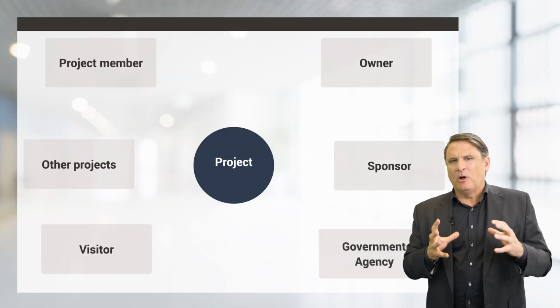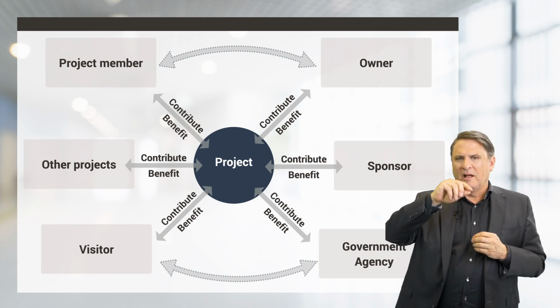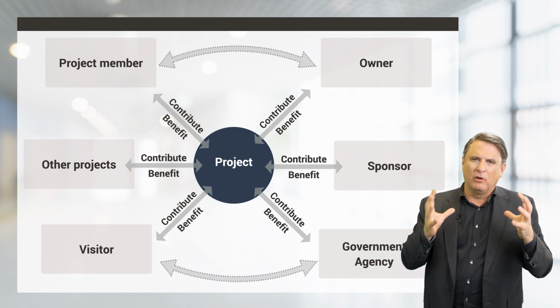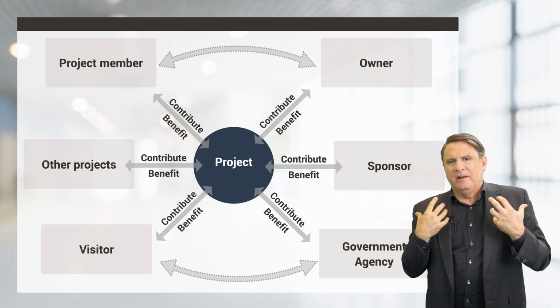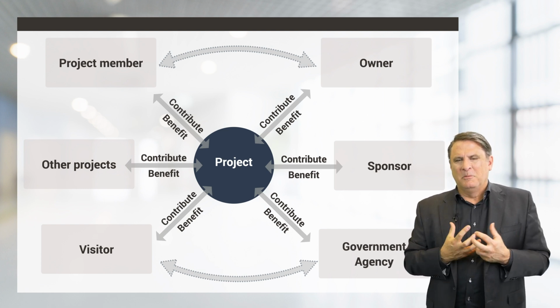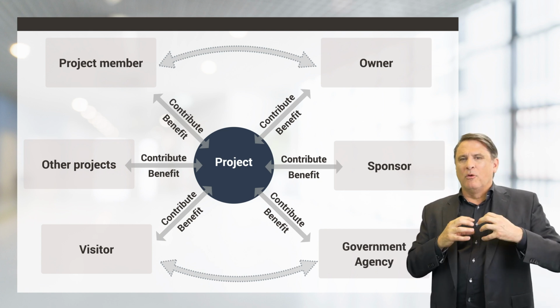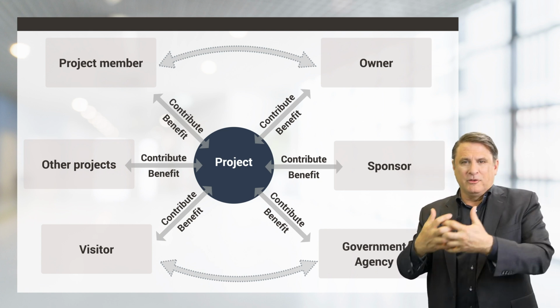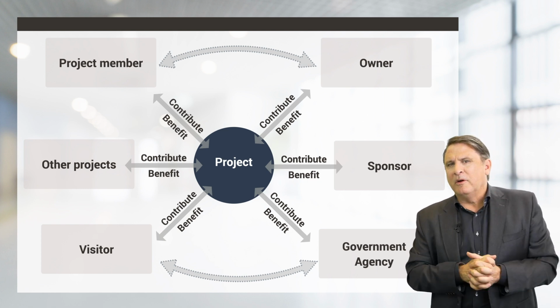Now we've done a stakeholder model. We've identified the project, identified all the stakeholders involved in the project. We've described how each stakeholder is affected by the project. In other words, what their interest is in the project in form of benefit or contribution that they're expected to make. So now we'll move on to the next step.